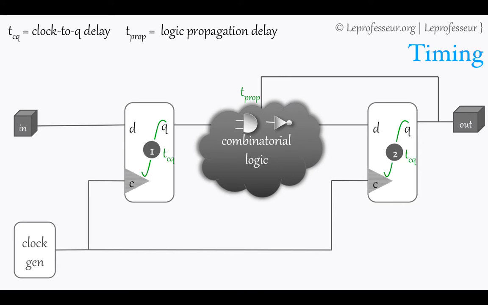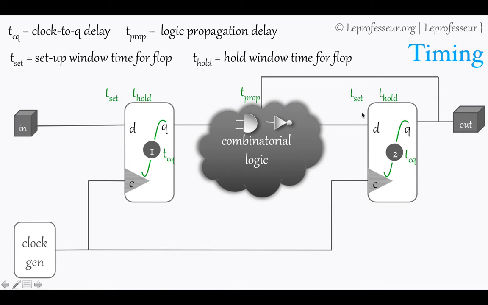In the same way, your combinatorial logic will have some delay. In short, we call it propagation delay, meaning how much time it takes to propagate logic from the Q pin of the first flop to the D pin of the second flop. So that's the logic propagation delay. Every flop is also associated with some delay called setup and hold, or setup window time for the flip-flop and hold window time for the flip-flop.